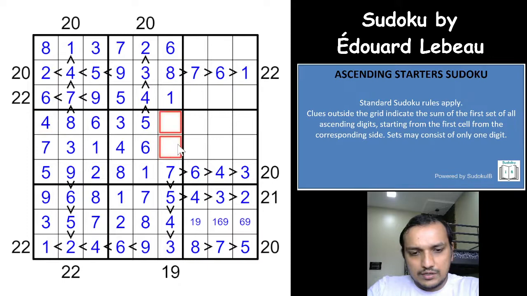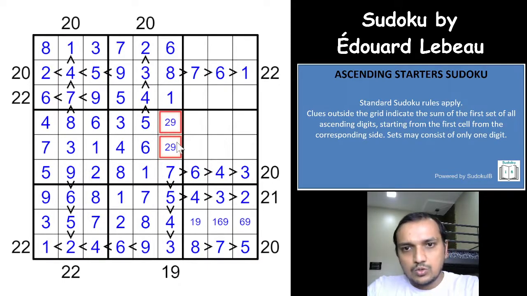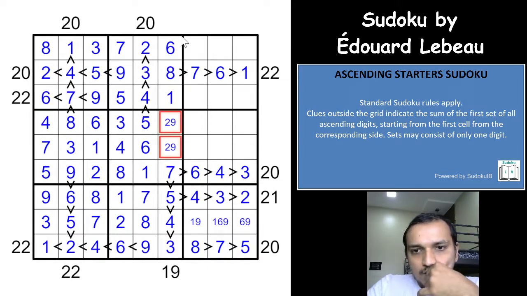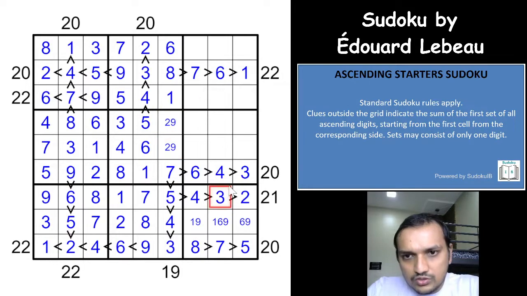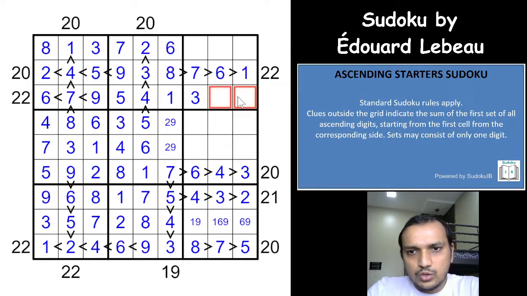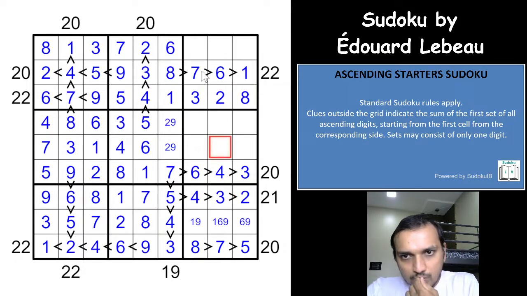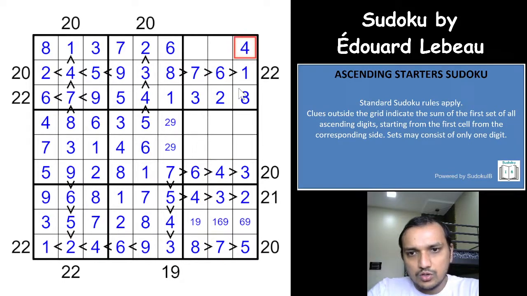2 and 9, right? 2 and 9 here. Okay, so what are the two digits here? 3 are the two digits here, same. So this cell would have to be a 3. That gives you 2 and 8 here. So this is 2, that is 8. 2 are the digits here, okay. 4, 9 and 5. So this cell is a 4.